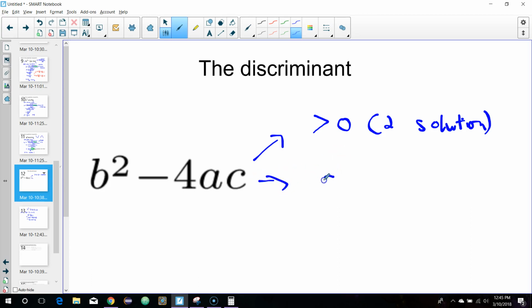Then, equal to 0. Let's say the example we did earlier, where we had square root of 36 minus 36. That thing we're trying to take the square root of is just 0 on its own, so you have 1 solution.